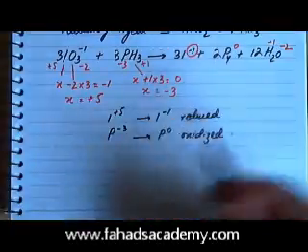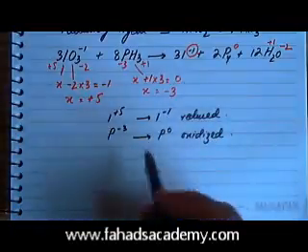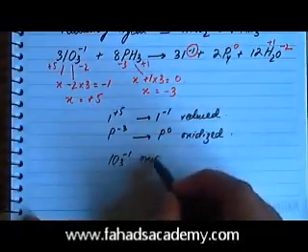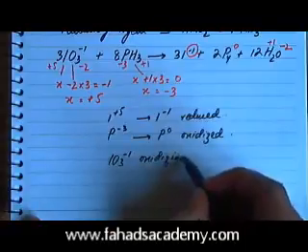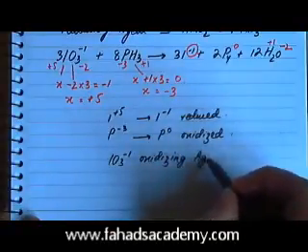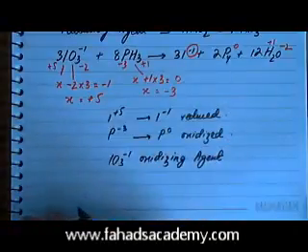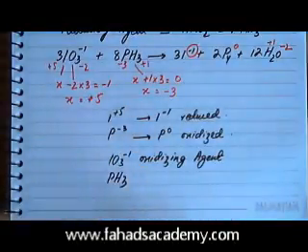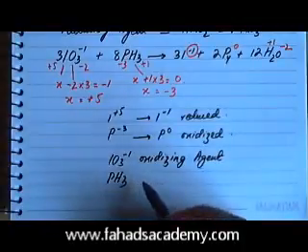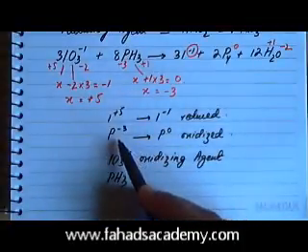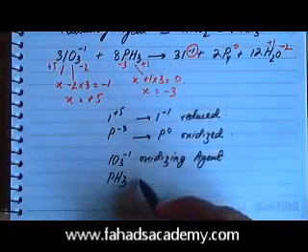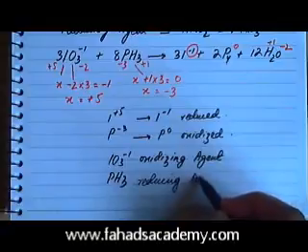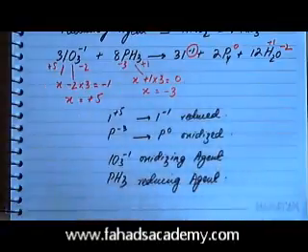And if iodine is getting reduced, then IO3 minus 1 is definitely the oxidizing agent in this case. And on the other hand, the phosphorus in PH3 is getting oxidized. So this must be the reducing agent in this entire equation.